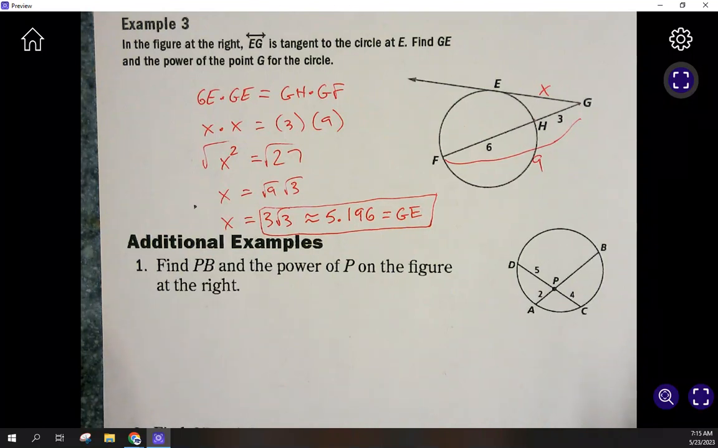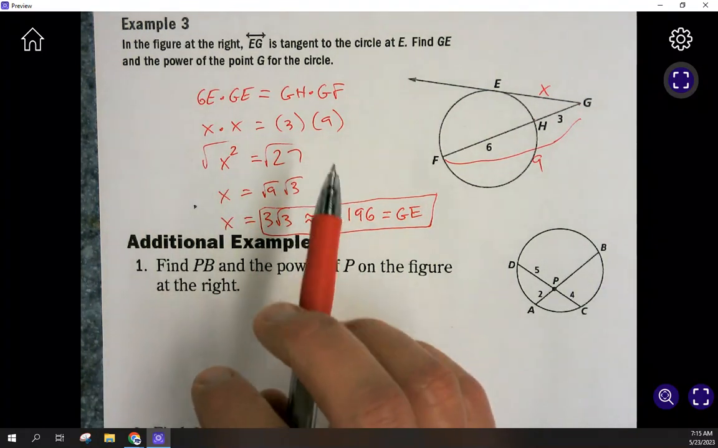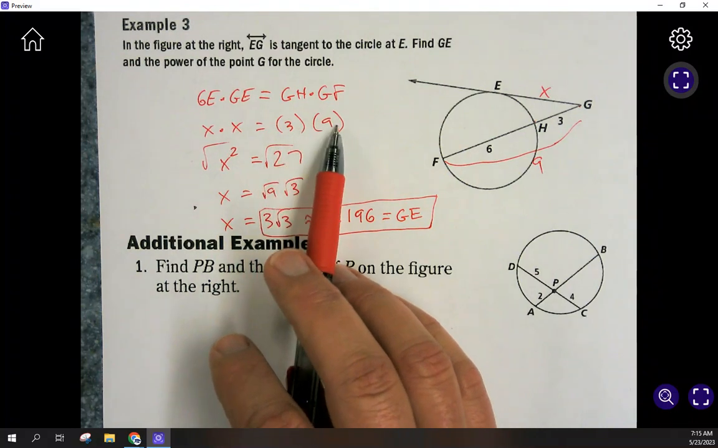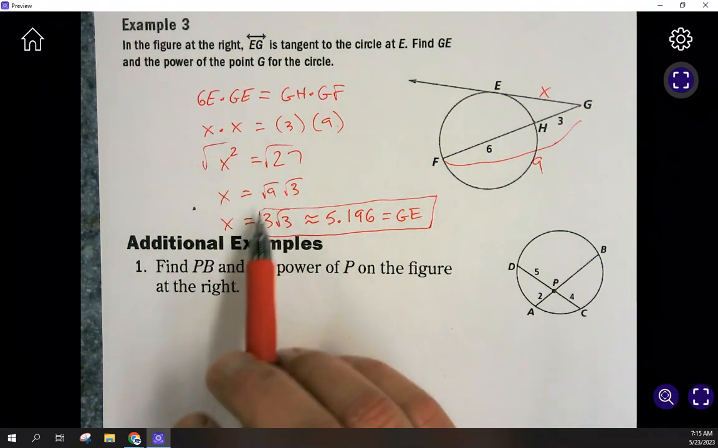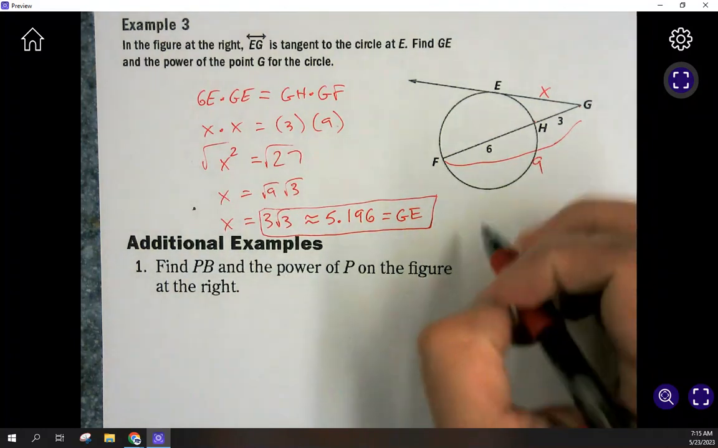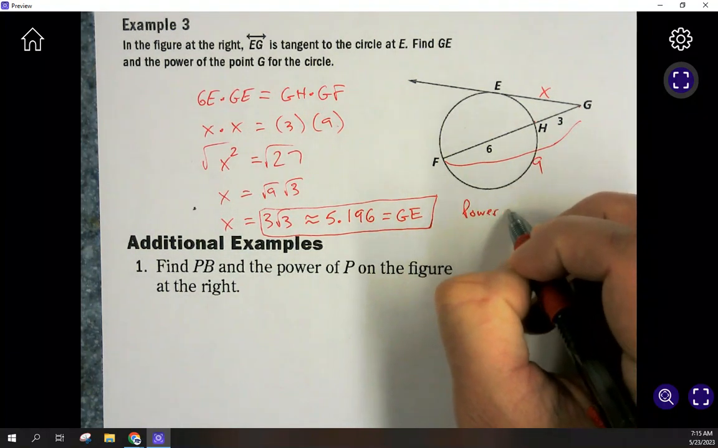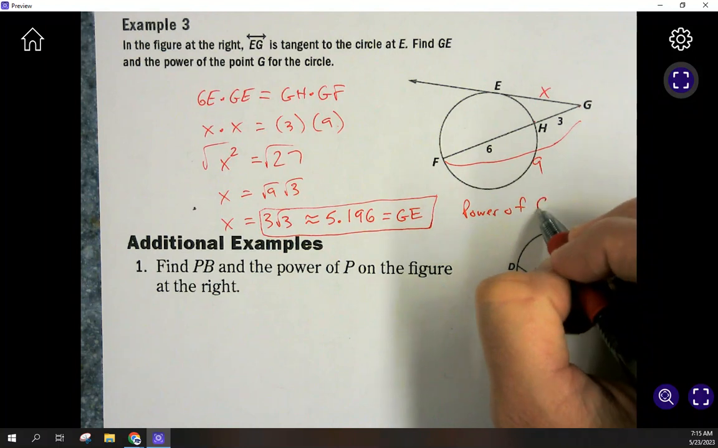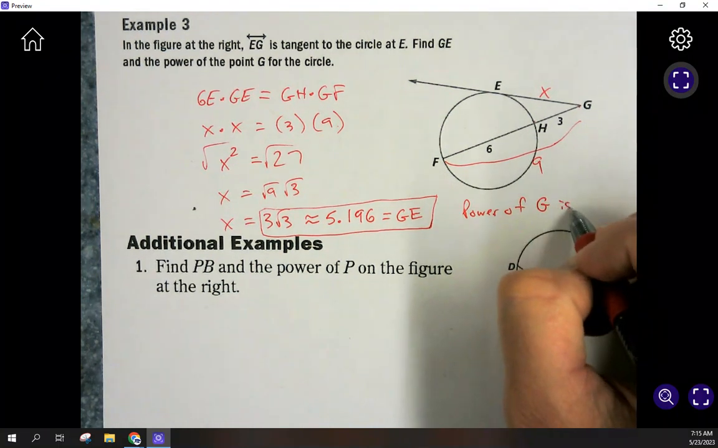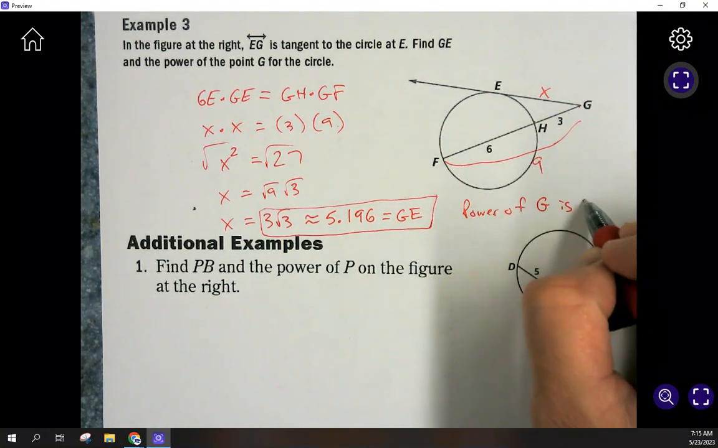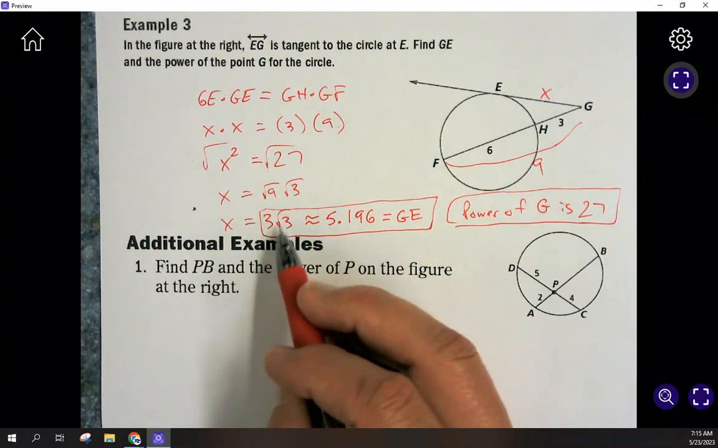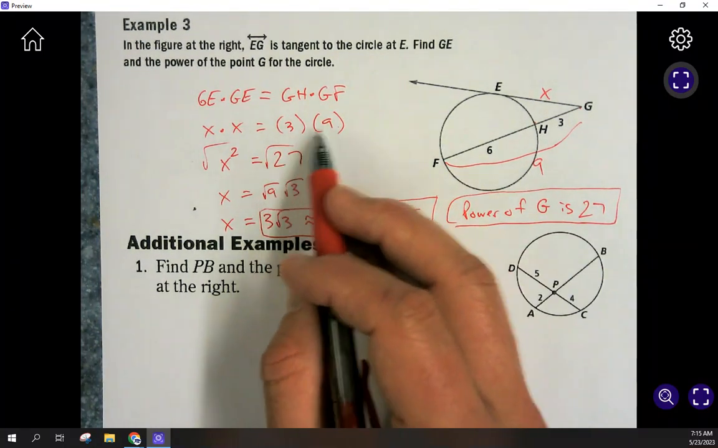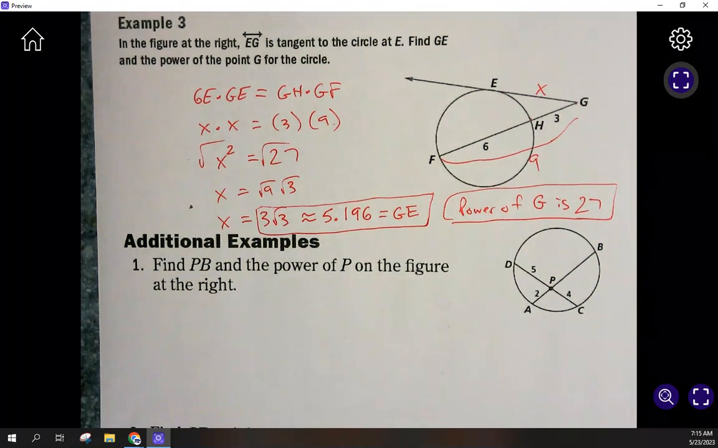And then again, the power of P here is what the two sides are multiplying to. 9 times 3 is 27. This one times itself is going to give you 27. This squared is 27. So the power of P, or in this case G, I should say, is the 3 times the 9. It's 27. It's what both sides multiply to. So this one squared is 27. A little more complicated. Use the easy side. 9 times 3 is 27.